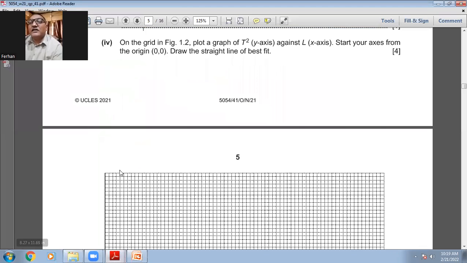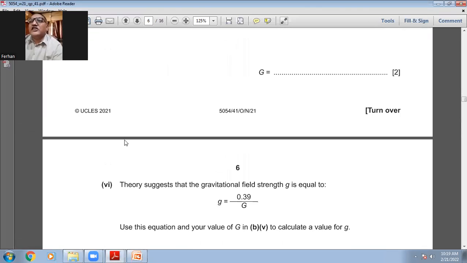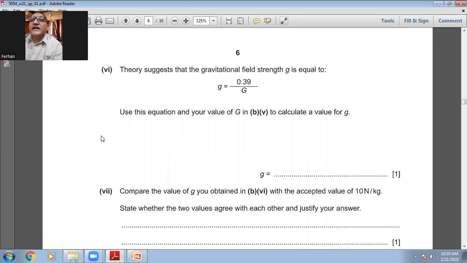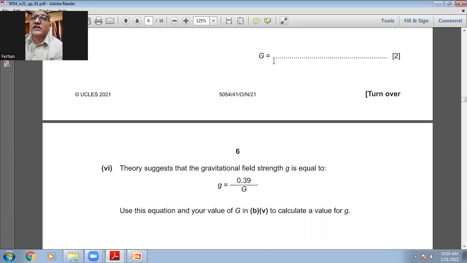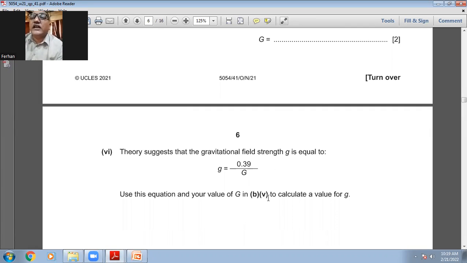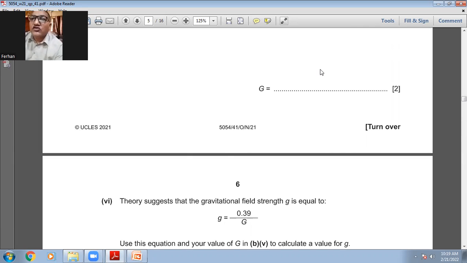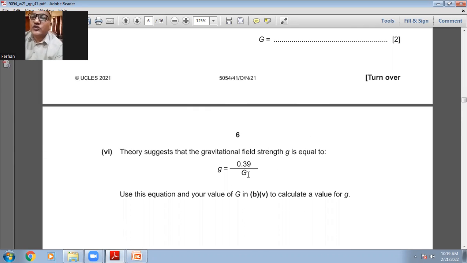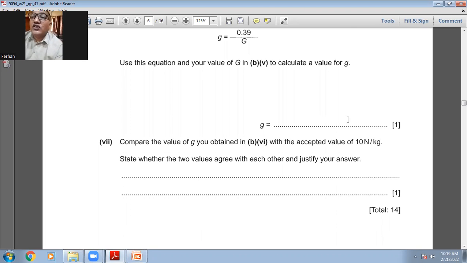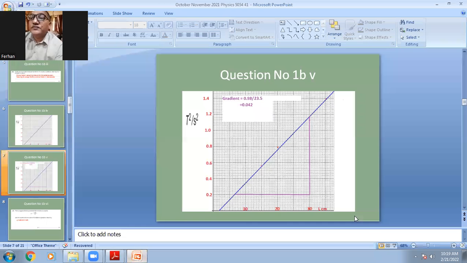So let's go to the next part. Okay, we are done with the gradient. He says that the theory suggests that the gravitational field strength g is equal to 0.39 divided by G. We just calculated the value of the capital G. Just enter that value here. Use this equation and your value of G from the B fifth part to calculate the value of the small g. So whatever the value was, just put it here and do the calculation. So let me show you.